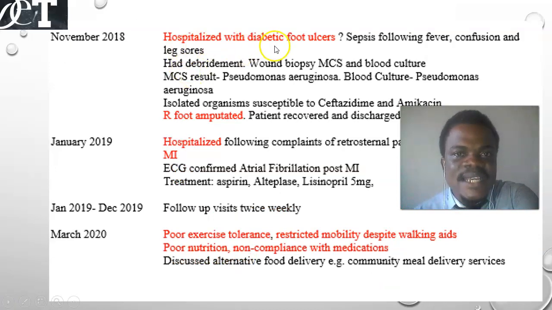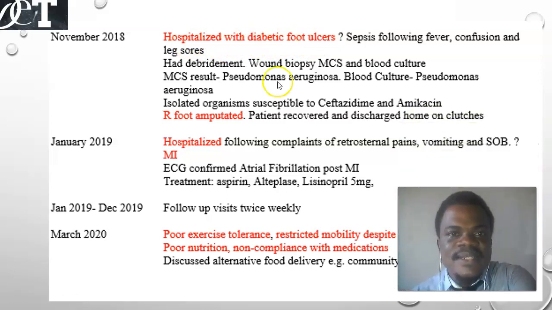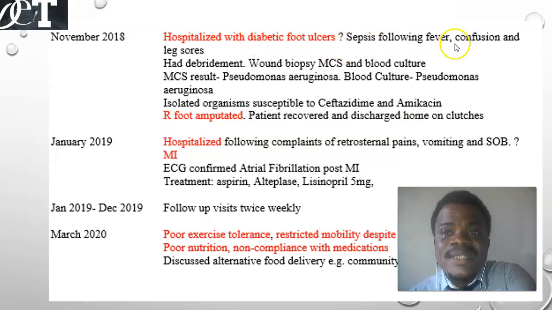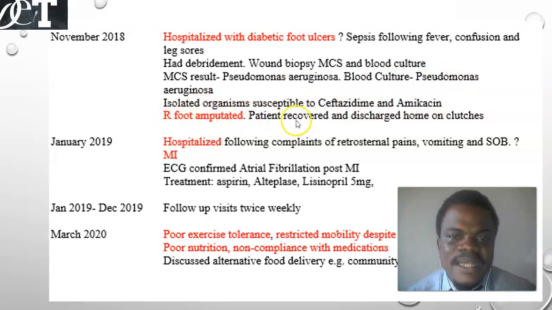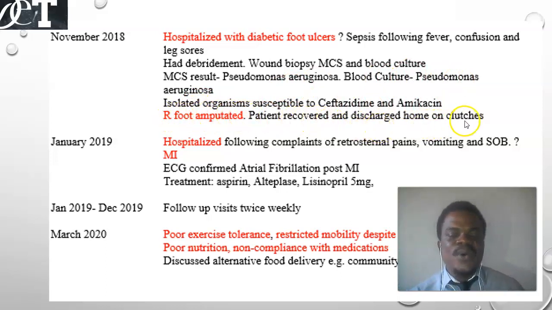The next visit again, the patient was even hospitalized. This patient was hospitalized because of diabetic foot. The patient even had sepsis with fever, confusion. The debridement was done, and this MCS was done. Pseudomonas culture, blood culture, Pseudomonas aeruginosa culture, treated with ceftazidime and amikacin. The patient's right foot was amputated. Patient recovered and was discharged home on crutches.